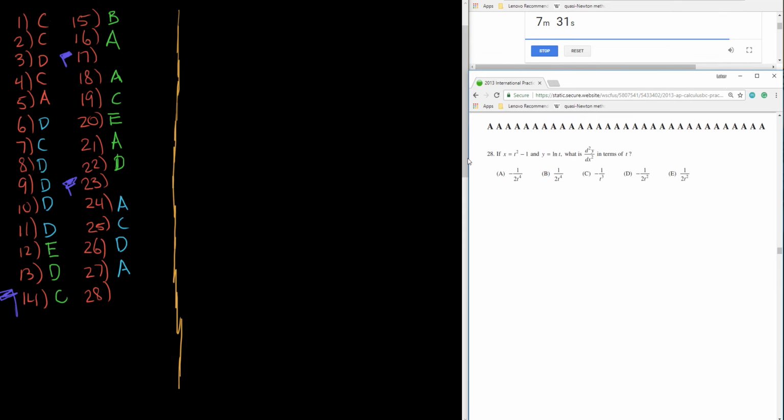If x equals t squared minus 1 and y equals the natural log of t, what is the second derivative of y with respect to x squared in terms of t? Okay, classic problem. So, first of all, the first derivative of y with respect to t is the most important to find first. The first derivative of y with respect to x equals the derivative of y with respect to t divided by the derivative of x with respect to t. Now let's go ahead and calculate that. Derivative of y with respect to t, ln of t, goes to 1 divided by t, divided by 2t. This equals 1 over 2t squared.